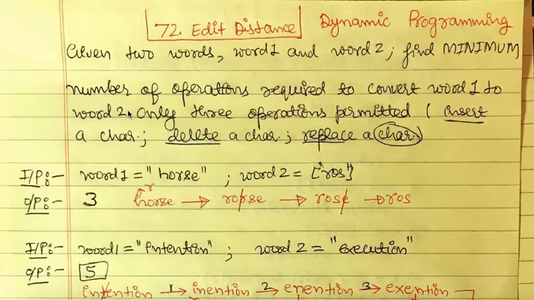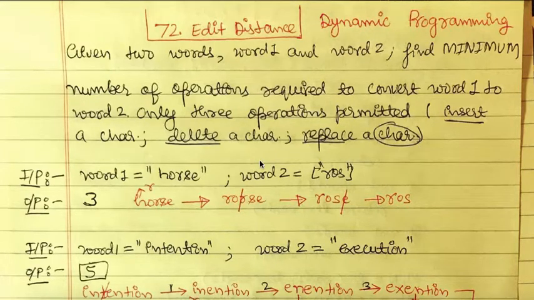There are some restrictions on the operations. Only 3 operations are permitted: insert a character, delete a character, or replace a character. So we can only insert a character, delete a character, or replace a character in word 1 to get word 2, and that will give the minimum number of steps to reach word 2 from word 1.